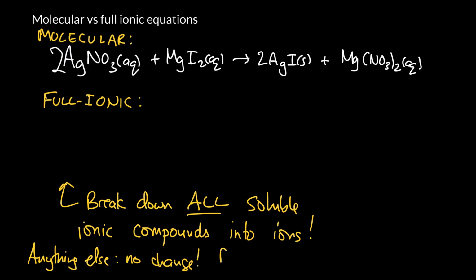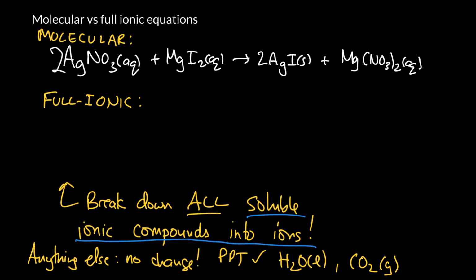So for instance, if we have a precipitate, we just leave it alone. If we make water, we leave it alone. If we make CO2, these are all molecules, by the way, they wouldn't break down anyway, we just leave them alone. So we only break down the soluble ionic compounds into ions. A big mistake is to take the solid and break it down, but of course it's not soluble, so it doesn't break down.